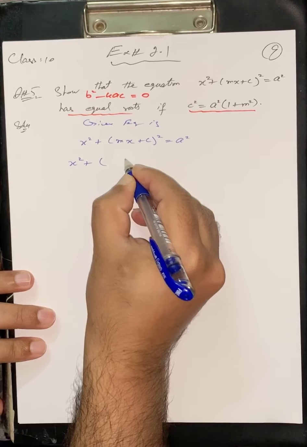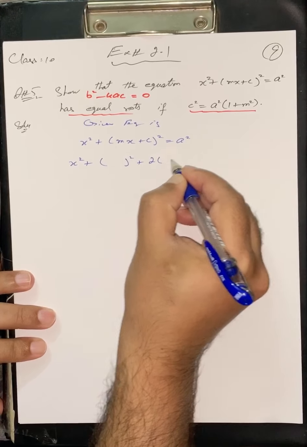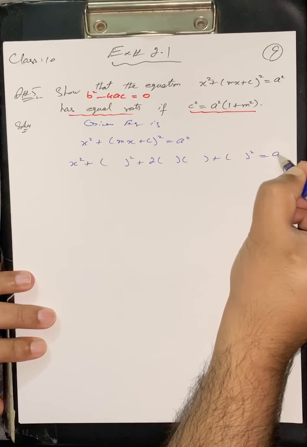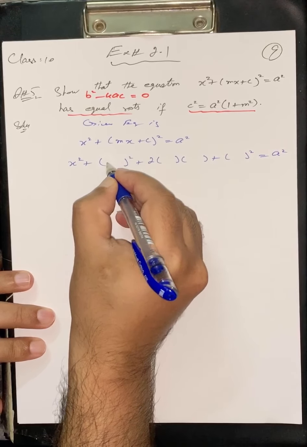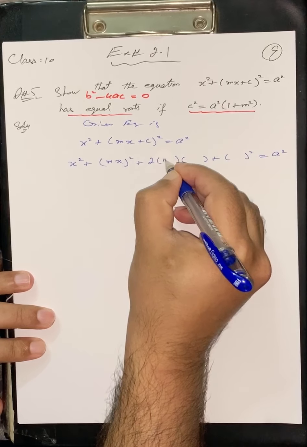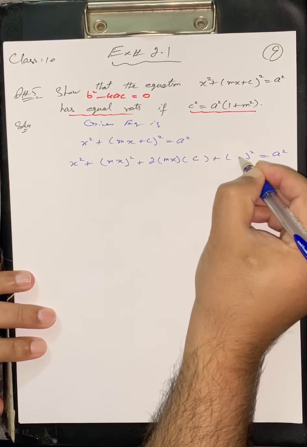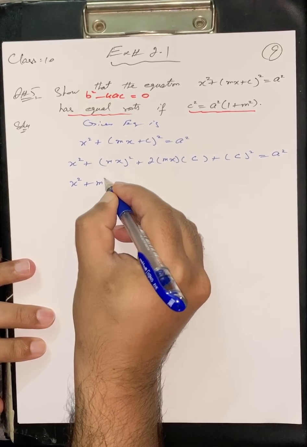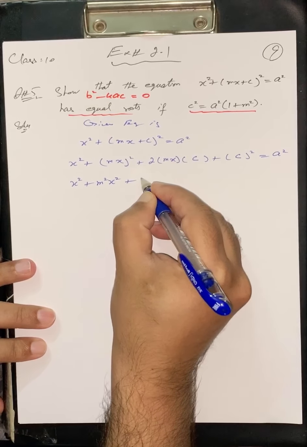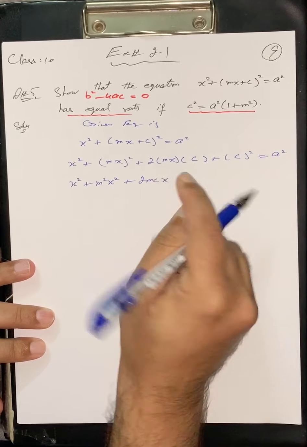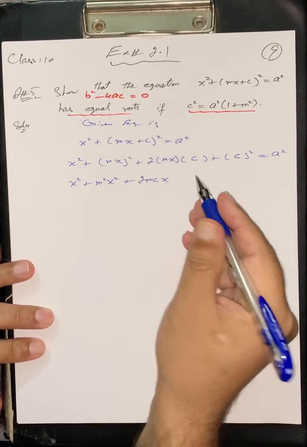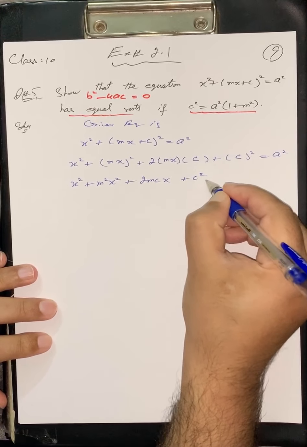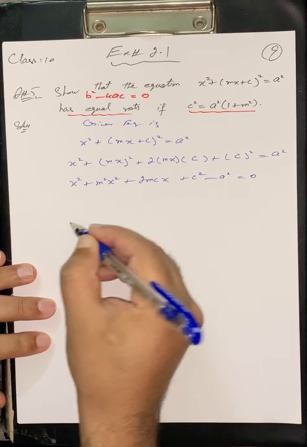Apply the formula: a squared plus 2ab plus b squared equals a squared. Here a is mx and b is c. Now open the square: x squared plus m squared x squared plus 2mcx. Write x always on the right side with the coefficient, plus c squared minus a squared equals 0.